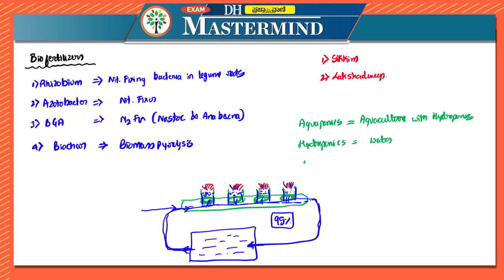Okay, then there is aeroponics. In aeroponics there is no soil, but the plant is grown in mist. Geoponics is whatever plant growth happens in the soil, that is geoponics. Okay, so these are some of the things which you have to remember.